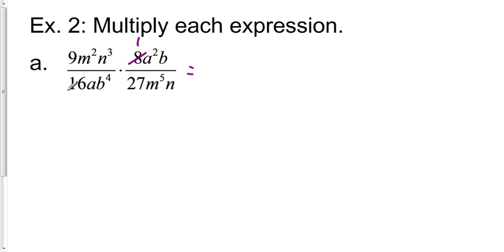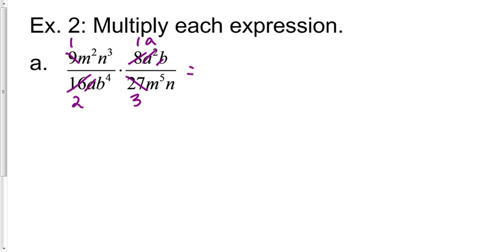8 goes into 8 once, 8 goes into 16 twice. Then I'm looking at 9 and 27. 9 goes into 9 once, and 9 goes into 27 3 times. So I've already reduced these numbers. Now let's look for letters to cancel out. I'll go with the a's. So I've got a to the first and a squared. If I cancel out an a, I'm left with 1a in the numerator.